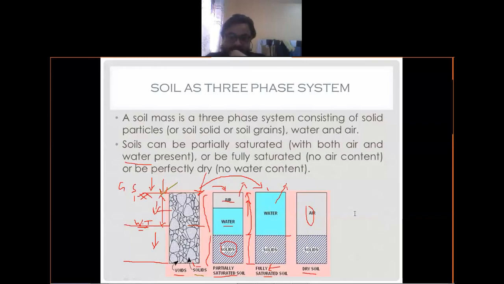So mainly, based on the presence of water or based on the three-phase system, again we can divide soil into three types. What are the three types of soil? Partially saturated soil, fully saturated soil, and dry soil. I think it will be clear to you. Great, so we'll proceed to the next.